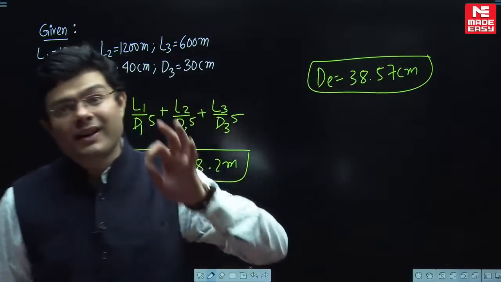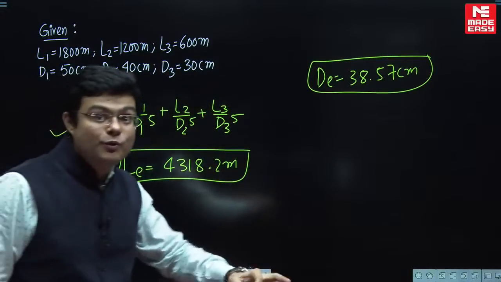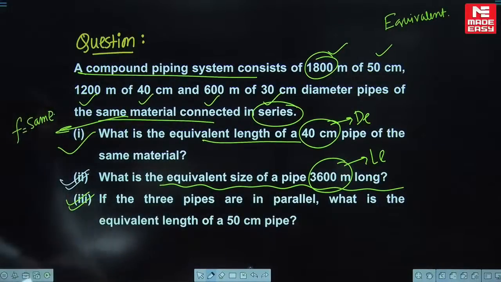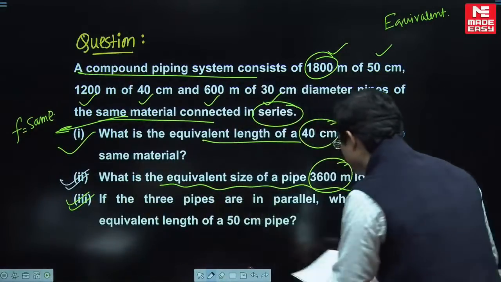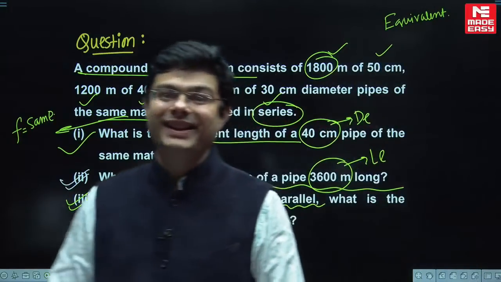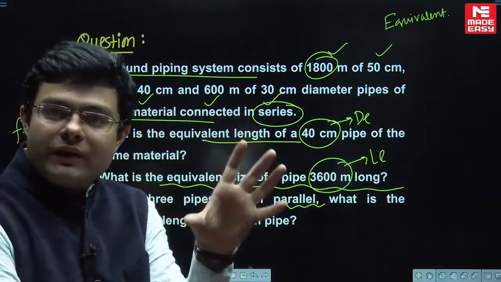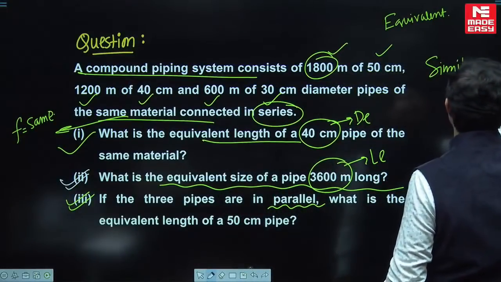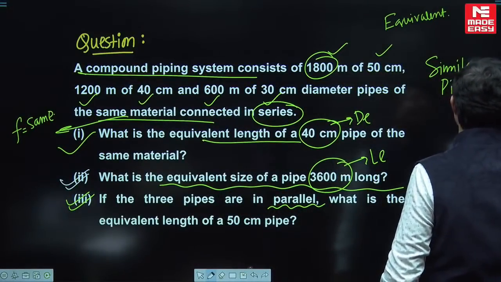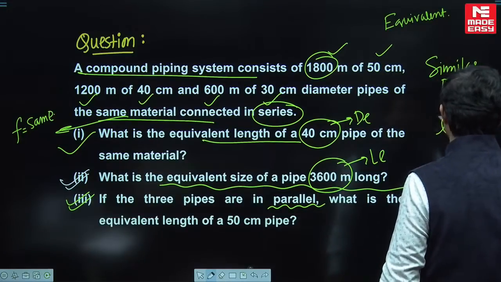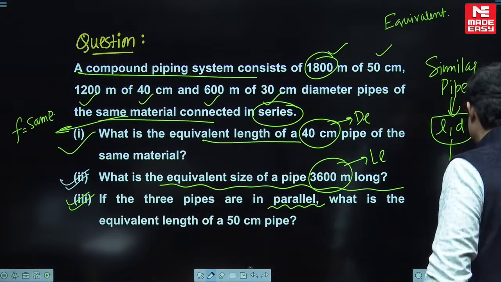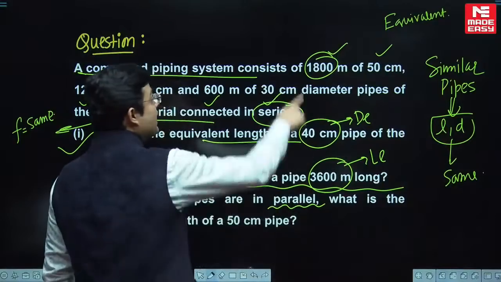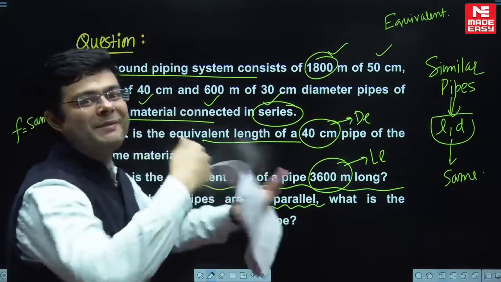Now, the third part of this problem is the one which I mainly care for. What is given in the third part? Look here. If the three pipes are now connected in parallel, generally in the classroom, we take similar pipes in parallel. What do we mean by similar pipes in parallel? Similar pipes in parallel are the ones whose length and diameter are the same. But here he is saying the pipes are connected in parallel, but these pipes are not similar because the length and diameter of all the three pipes are different.